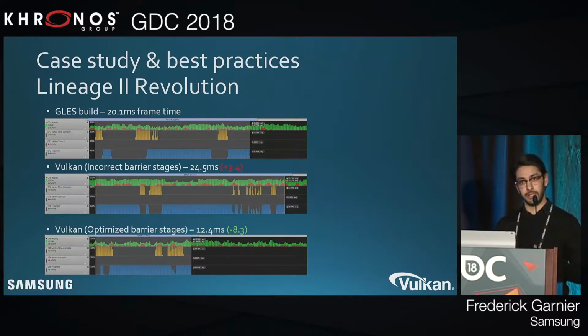After optimizing all the barrier stuff, reducing pipeline bubbles, and optimizing as much as we can, so even outside of the scope of pipeline barriers, we got 12.4 milliseconds, which gave us a gain of 8 milliseconds.